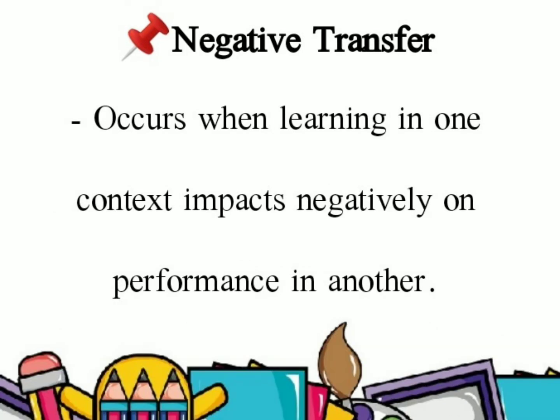Negative transfer occurs when learning in one context impacts negatively on performance in another. For example, learners commonly assimilate a new language's phonetics to crude approximations in their native tongue and use word orders carried over from their native tongue.